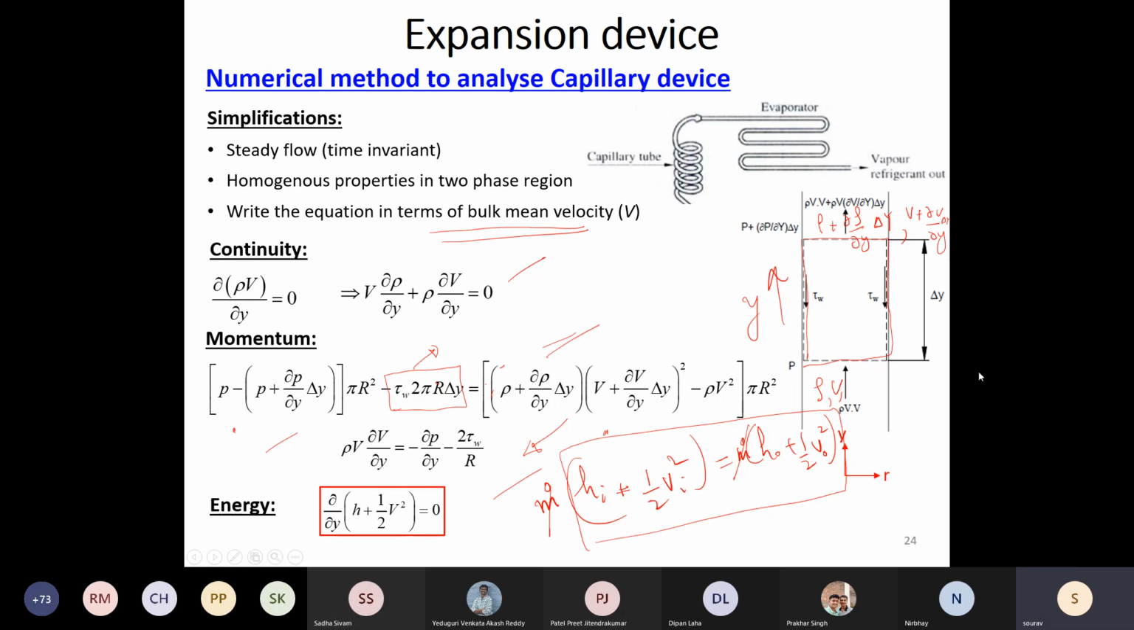So till now, when we were drawing the process line for the expansion device, we were writing HI equals HE or HO. But the true equation should be the specific enthalpy plus the specific kinetic energy, that is half V square.